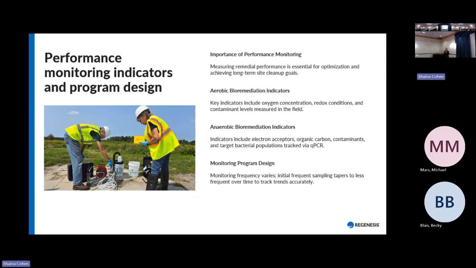For aerobic bioremediation, it's a lot of the same things. You want to understand the oxygen concentrations, the various other terminal electron acceptors, and of course your contaminant levels. For anaerobic, a lot of the same things, but also organic carbon, the contaminants of concern, of course, and the bacterial populations ideally as well.